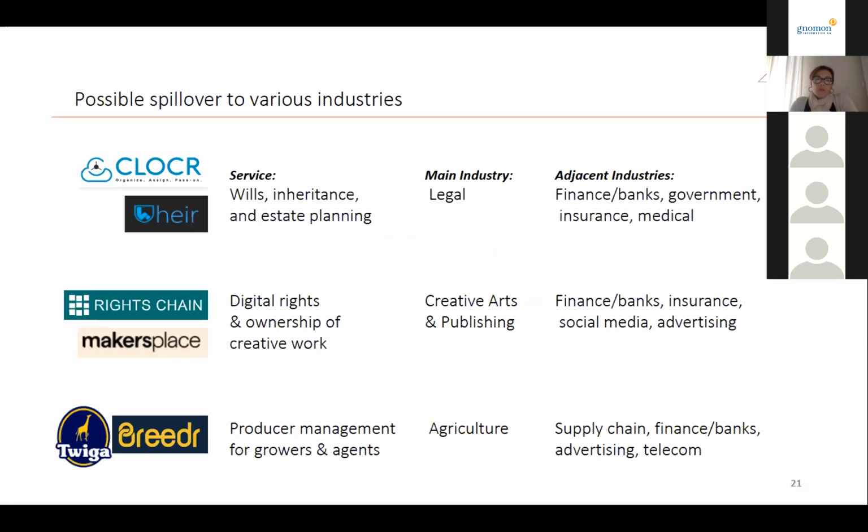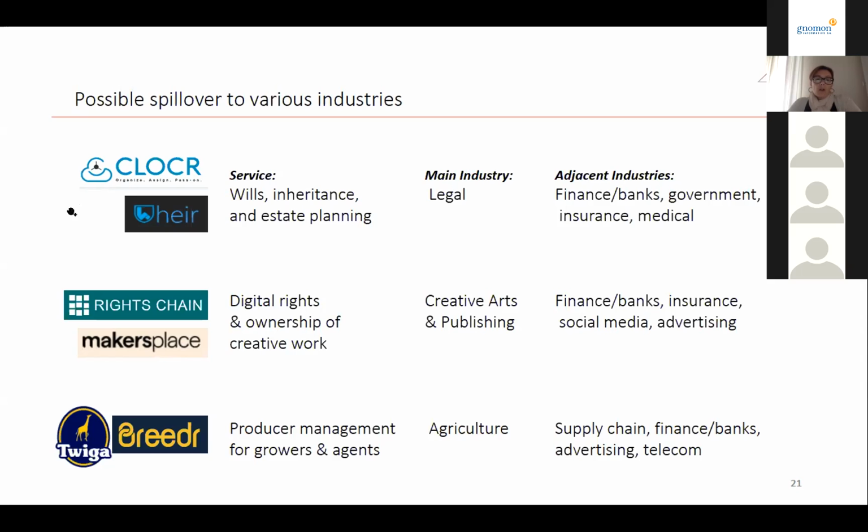The first one is related obviously to real estate, but it's mostly considered to be part of the legal industry. And that has to do with estate planning, right? So writing your will, setting up inheritance protocols, and generally figuring out what's going to happen to your assets once you pass. So two startups that are doing really interesting work here.